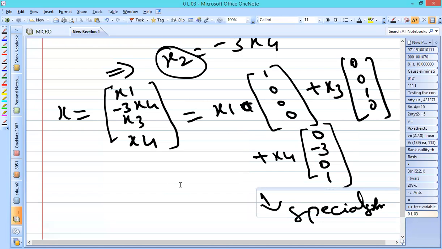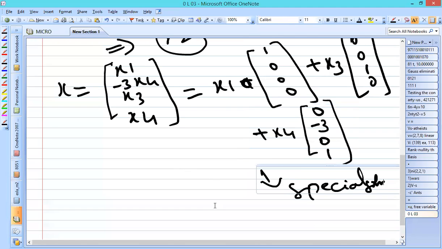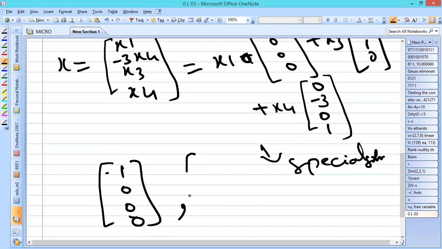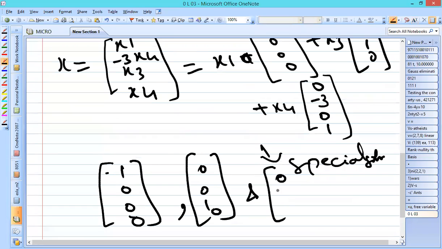And next, after getting the special solutions, you can write them column-wise. So the special solutions can be written as 1 0 0 0, comma, 0 0 1 0, and 0 minus 3 0 1. These three columns will be treated as the special solutions for the given matrix A. Along with that, we are also asked to calculate the complete solution.